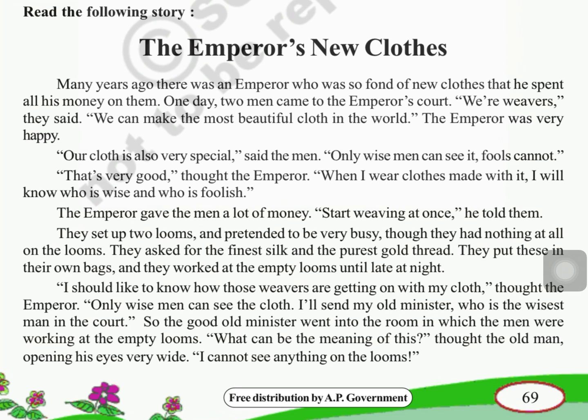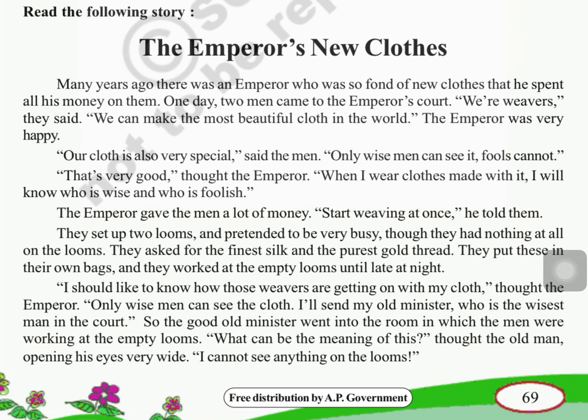Long time ago or many years ago, what happened? There was an emperor who was so fond of new clothes. So he shows likeliness, or he likes very much. What did he like? New clothes. Always he is fond of wearing new clothes or putting on new clothes, just like kids.